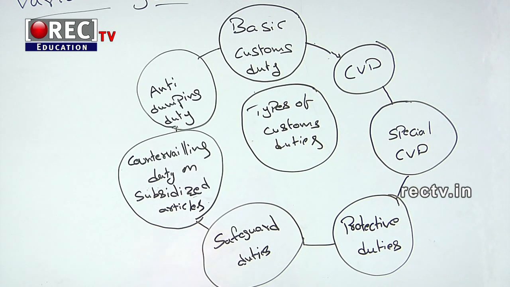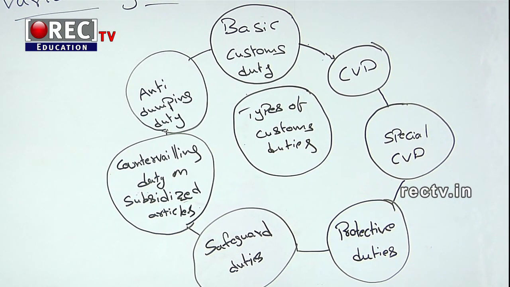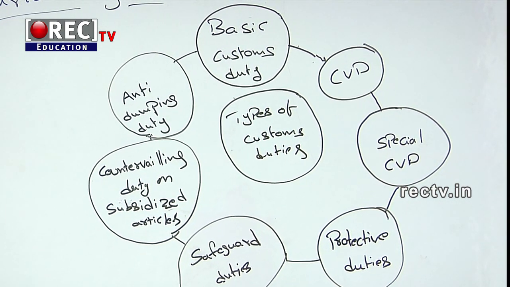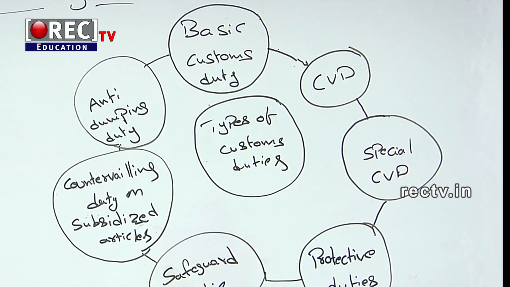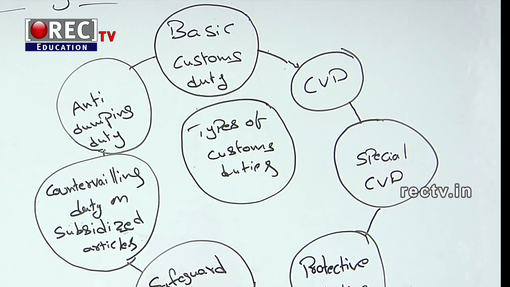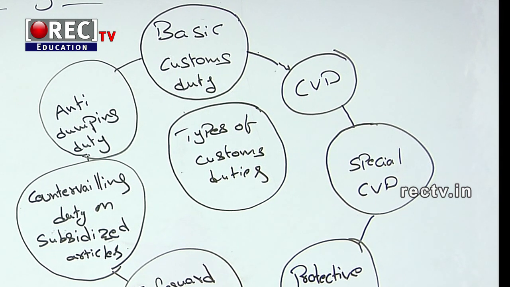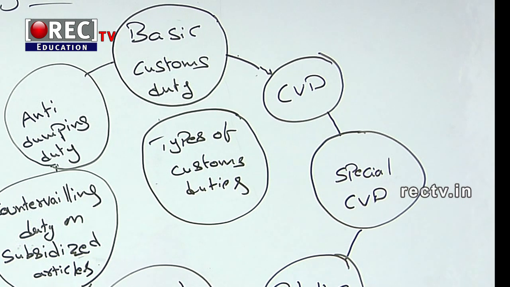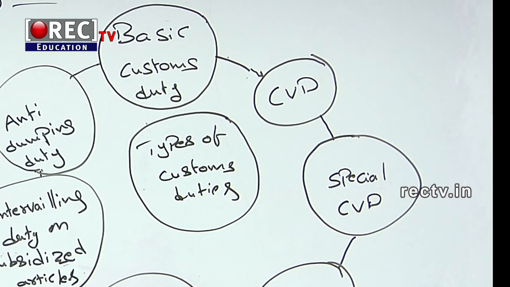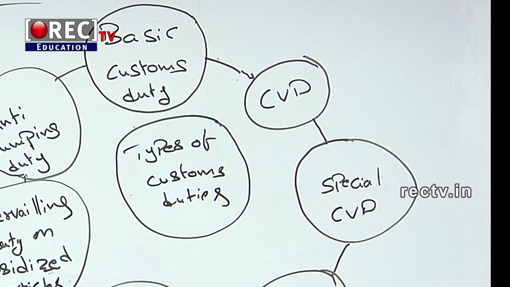Additional customs duty or countervailing duty. It is a duty imposed on any imported article equal to the excise duty leviable on a like article if produced or manufactured in India.